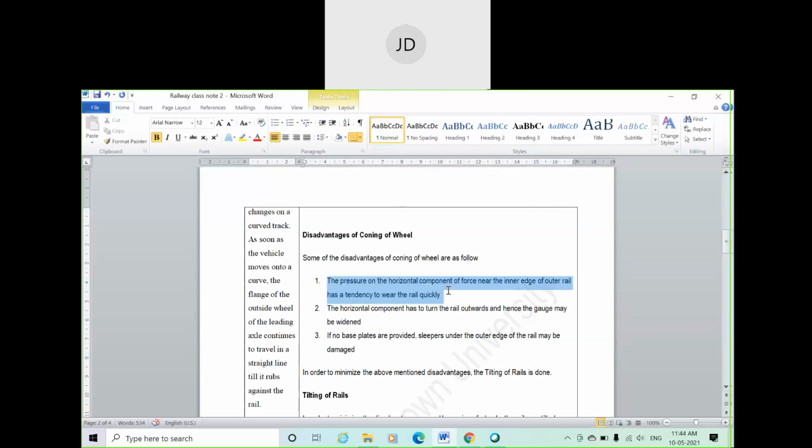The pressure of the horizontal component of force near the inner edge of the outer rail has a tendency to wear the rail quickly. That means the pressure of the horizontal component of force near the inner face of the outer rail.